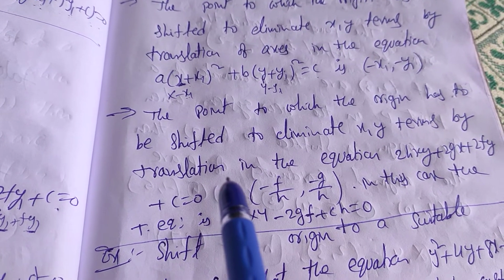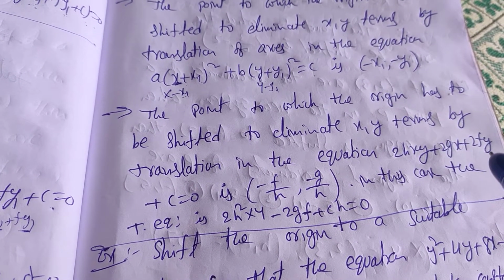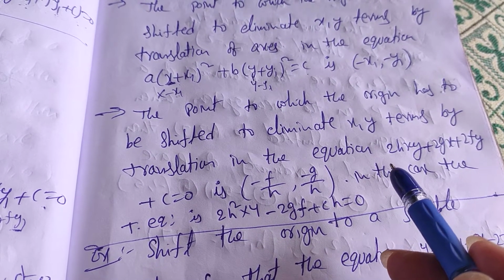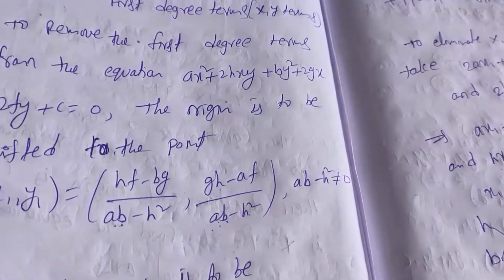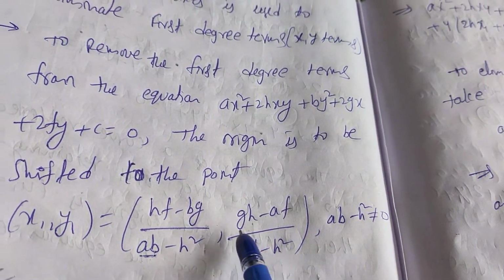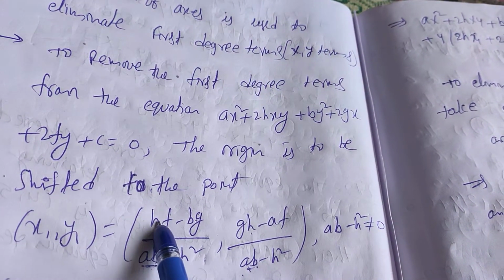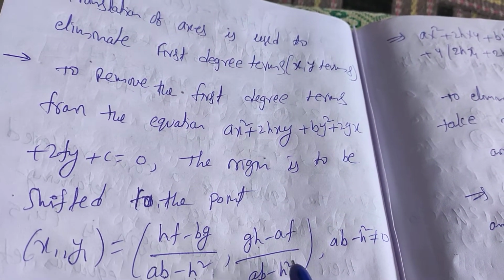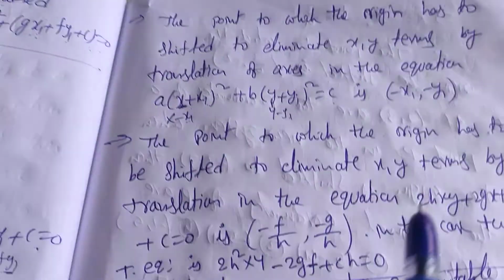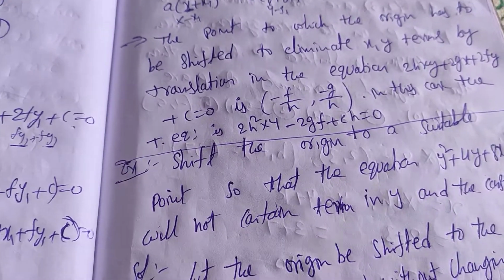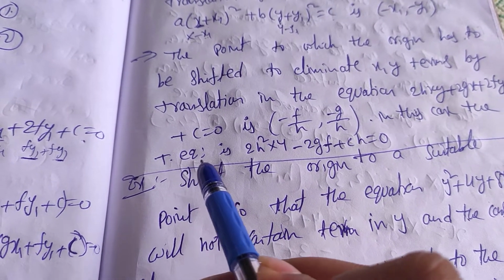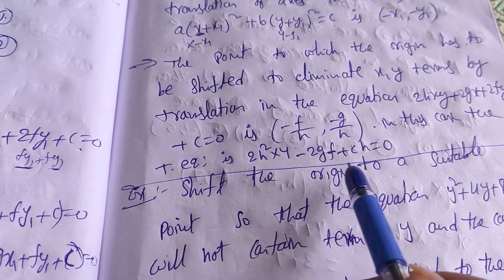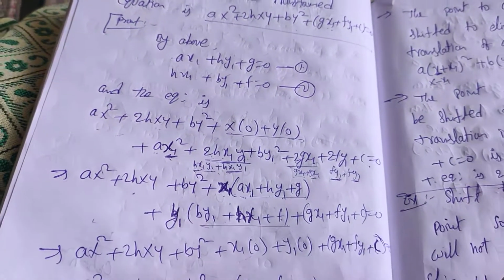Next one, the point to which the origin has to be shifted to eliminate the x, y terms by translation in the equation 2hxy plus 2gx plus 2fy plus c is equal to 0. In this equation, there is no x square term or y square term, that means a is equal to 0 and b is equal to 0. Substitute here. These two get cancelled, these two are zeros. Totally we have hf by minus h square, gh by minus h square. One h cancels. We have minus f by h, and here minus g by h. That is the point, minus f by h, minus g by h. In this case also the transformed equation is 2h square xy minus 2g of plus ch is equal to 0. Remember, this formula also we can get by using this procedure.